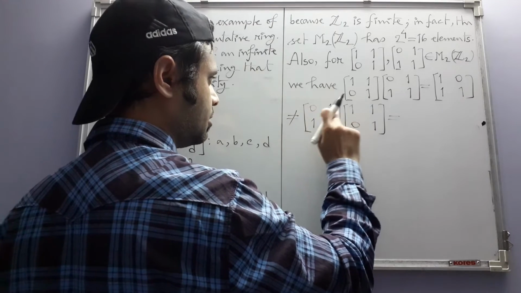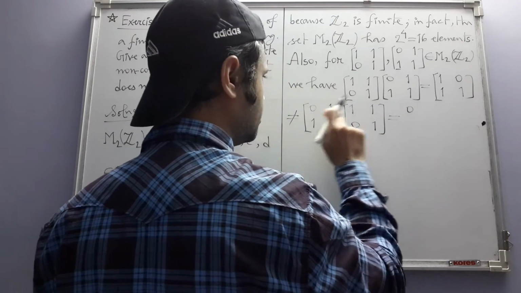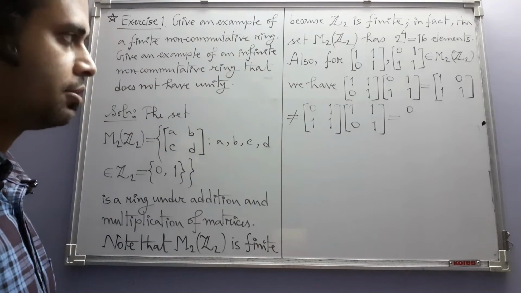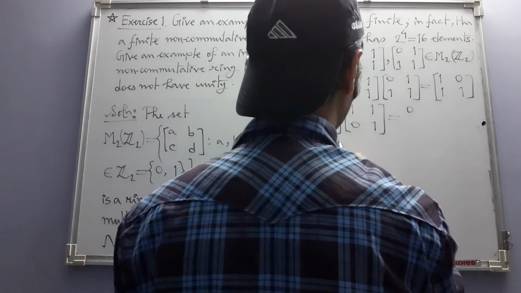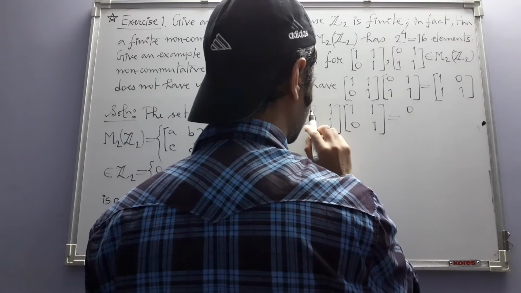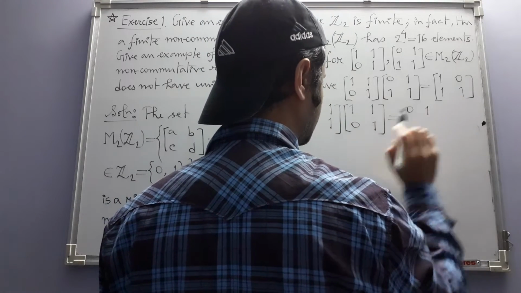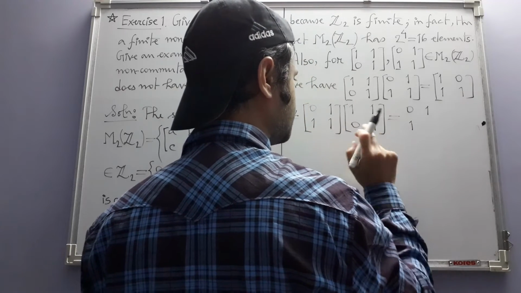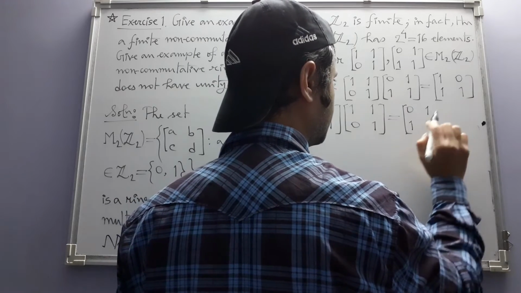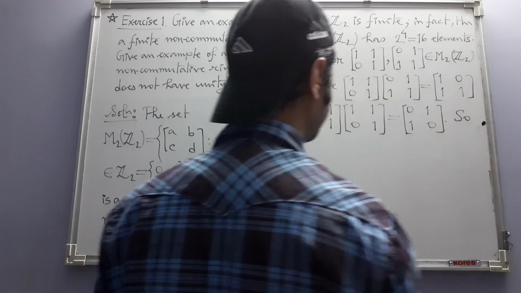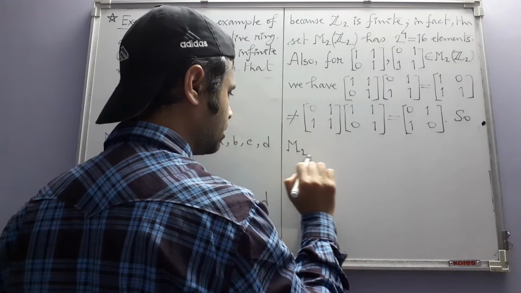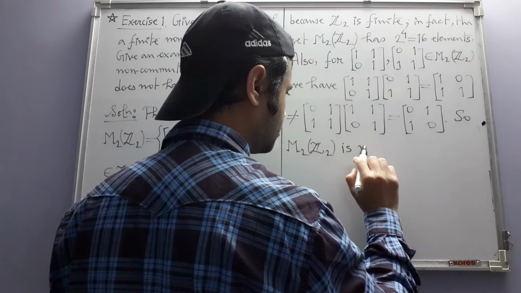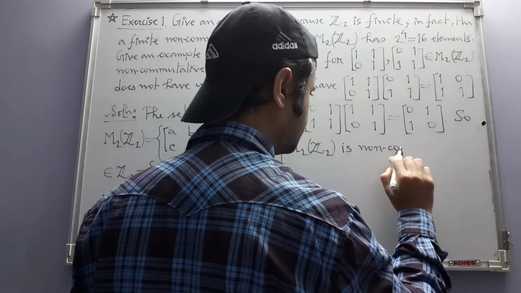This one is 0 plus 0, 0, 0. So the first row first column entries are different, so the matrices are different, but we have to complete the calculation. 0 plus 0 is 0, 0 plus 1 is 1, 1 plus 0 is 1, and 1 plus 1 is 0. So our ring, besides being finite, is also non-commutative.